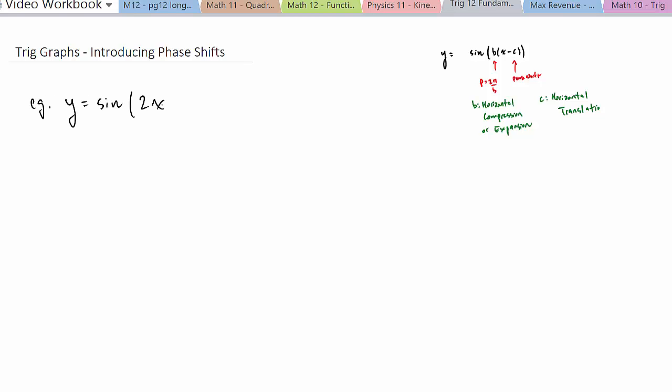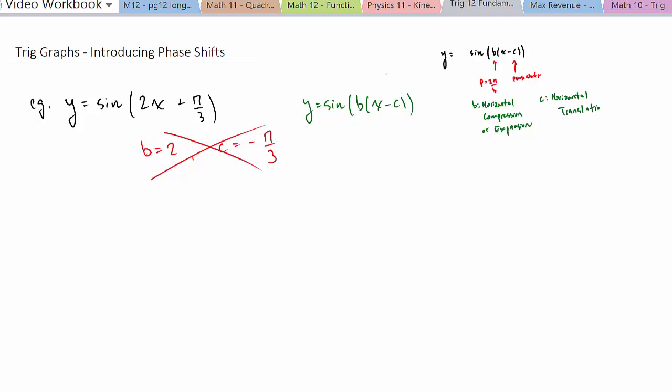Alright, so now we're going to take a look at what happens when we combine B and C. A really common thing to do is to just say simply that B is 2 and C is negative pi over 3. It's a common mistake. We have to look at the general equation and know that B is actually factored out from C. So we have to take it and divide pi over 3 by 2.